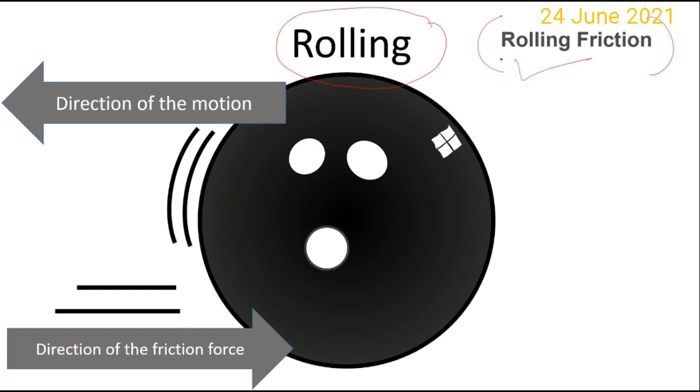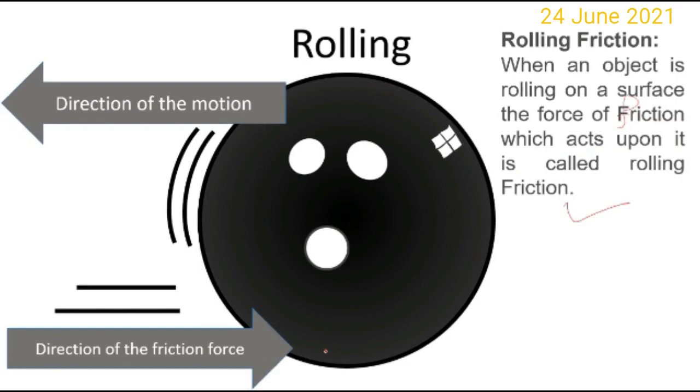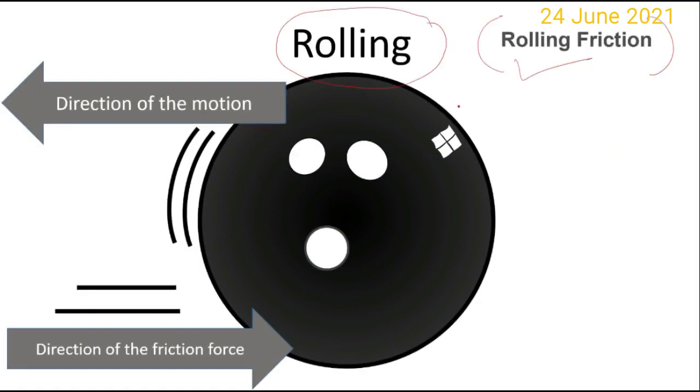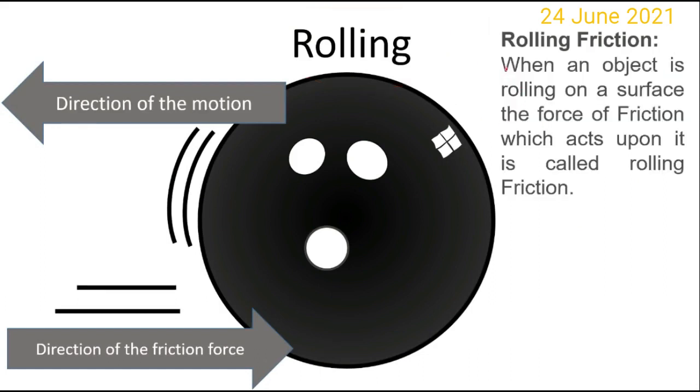Right? Suppose the definition of rolling friction is asked, you can write in your own terminology, or you can refer to this. When an object is rolling on a surface, the force of friction which acts upon it is called rolling friction.